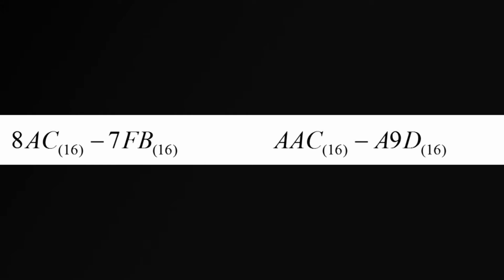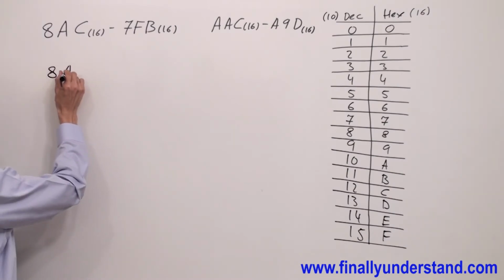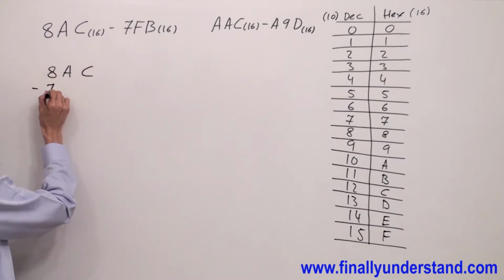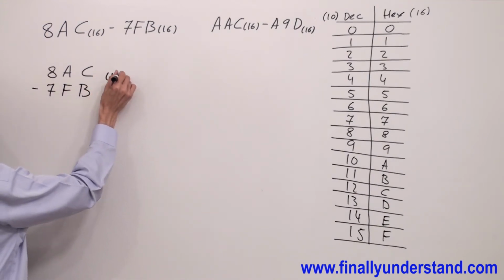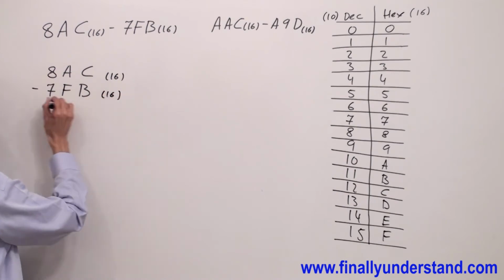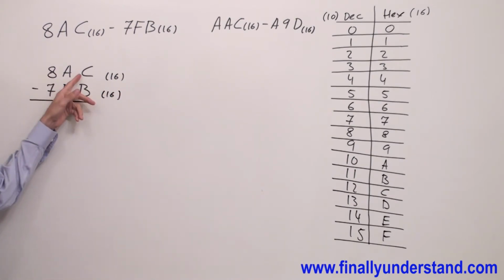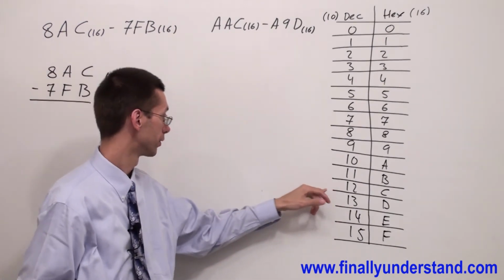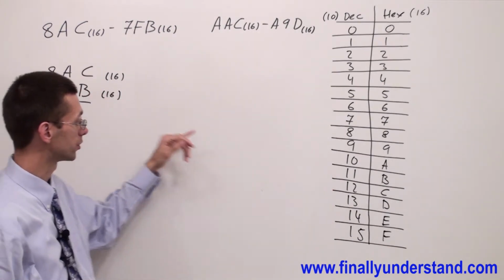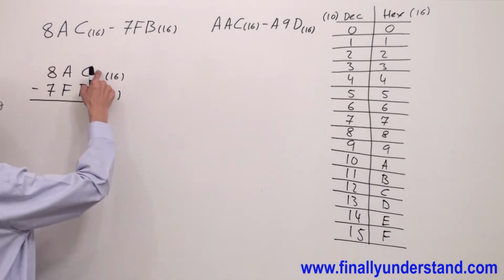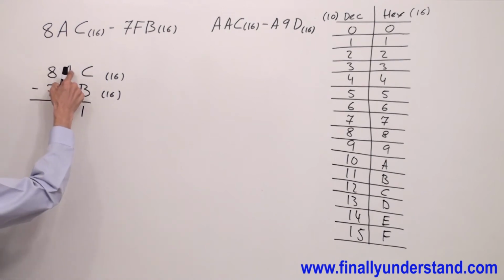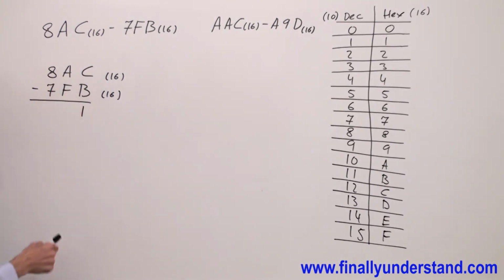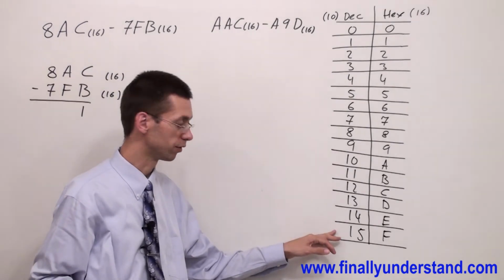We have another example. We have 8AC minus 7FB. This is base 16. C is 12. B is 11. 12 minus 11 is equal to 1. 10 minus 15, because A is 10 and F is 15.